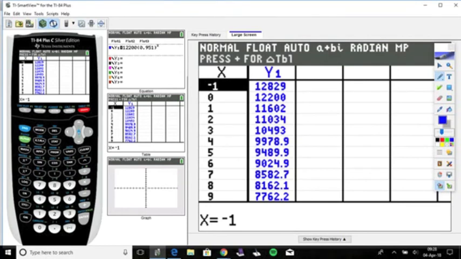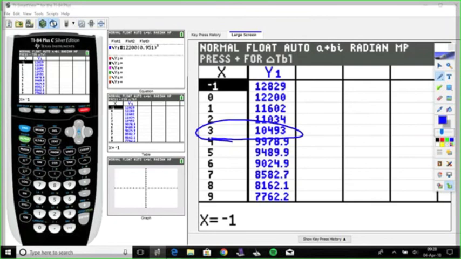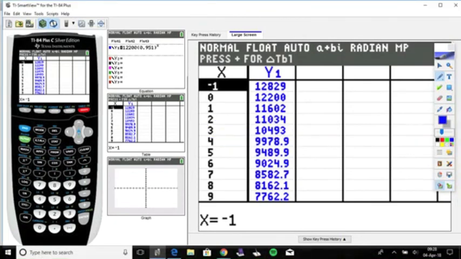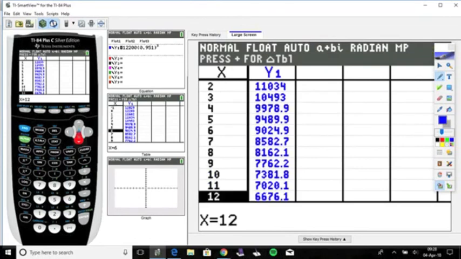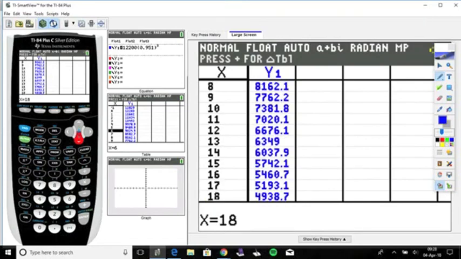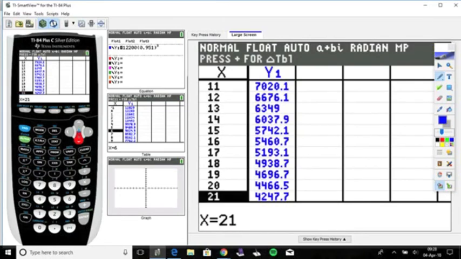So you've got that. Now, if it also asks part B, the answer to part B is sitting right here. Year 3, it's $10,493. But part C asks, what year does it go below $4,000? So scroll down until you see that amount go under $4,000. And we're getting closer. A little further. Year 23. Year 23 is the first year it goes below $4,000.